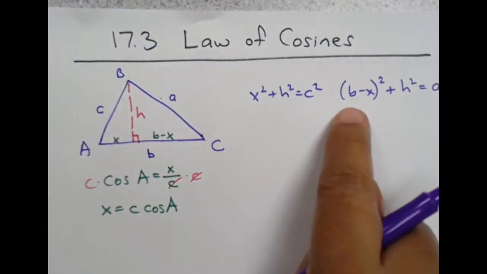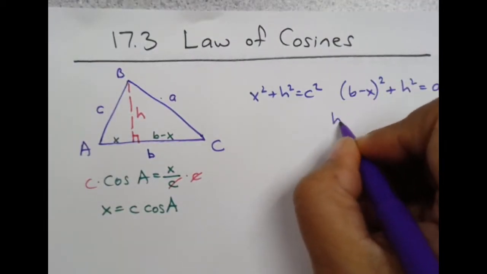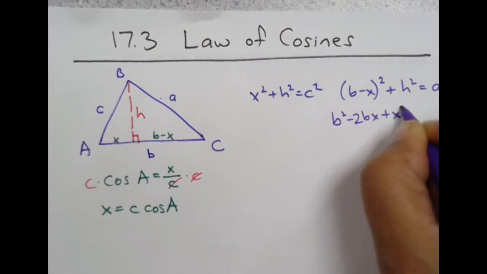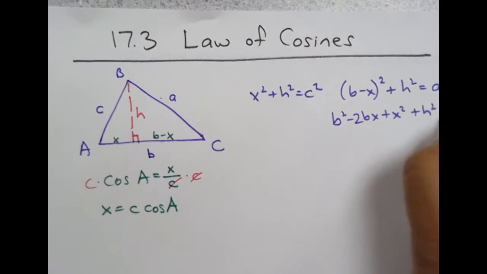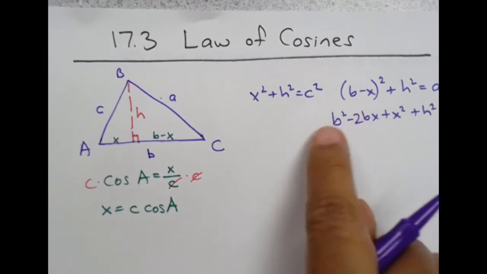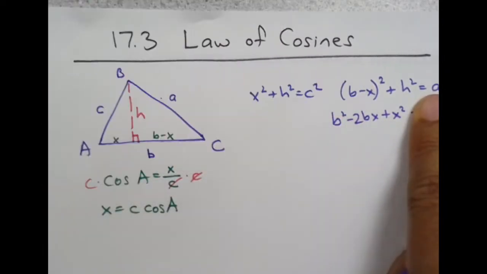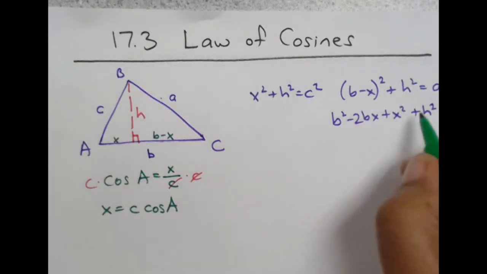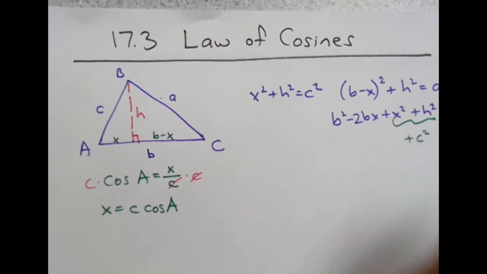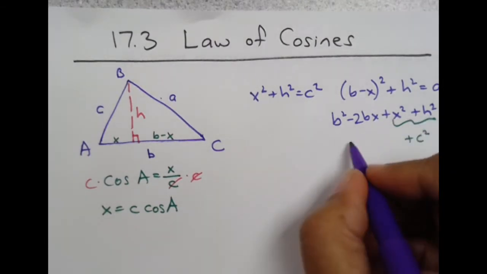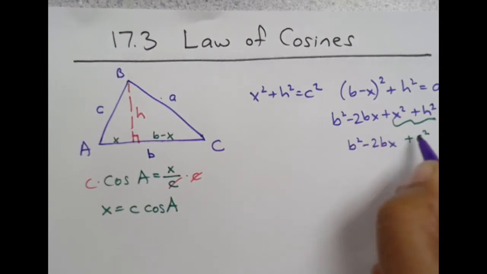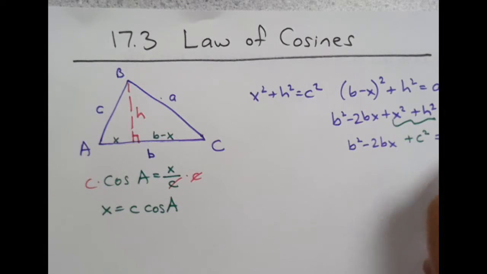All right, I'm going to go ahead and multiply this out here. So this gets you b squared minus 2bx plus x squared, and then plus the h squared equals a squared. So this is just the part that multiplies this part out. All right, but looking at the other equation, notice x squared plus h squared is c squared. So this right here is actually c squared. So I'm going to go ahead and replace that. Now keep in mind I still have a b squared minus 2bx here, and I still have equals a squared.